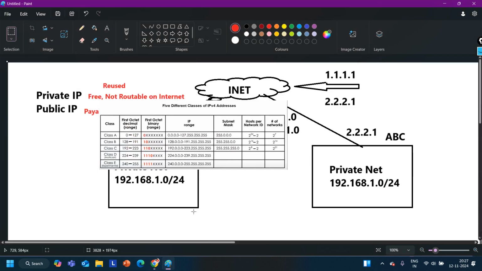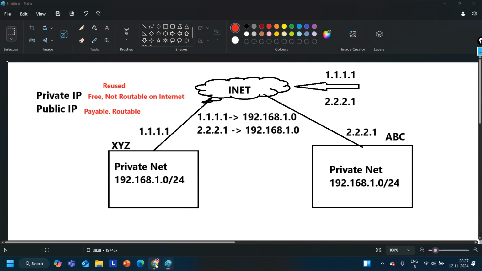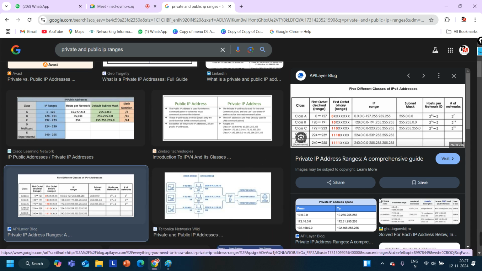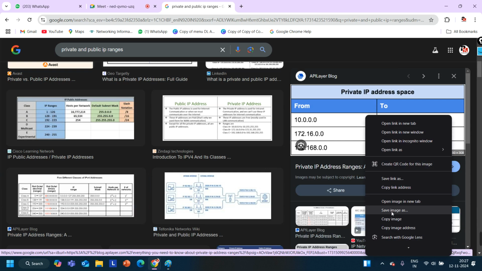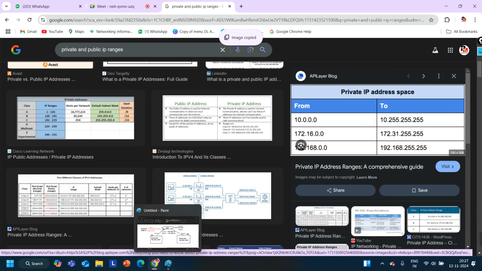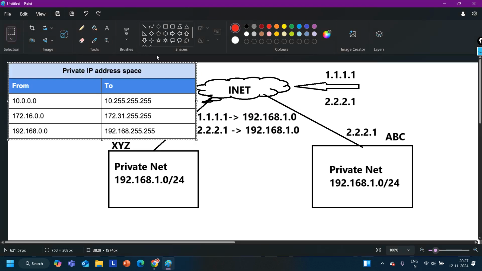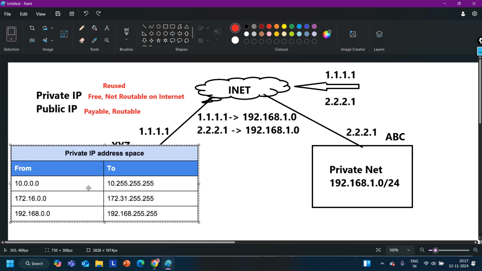See, right? So from class A, the range of private IP addresses, and this is not the range of private and public. Here it is. Yeah, this one is good. The range of private IP address from class A is 10.0.0.0 to 10.255.255.255. This is the range of private IP address, right?